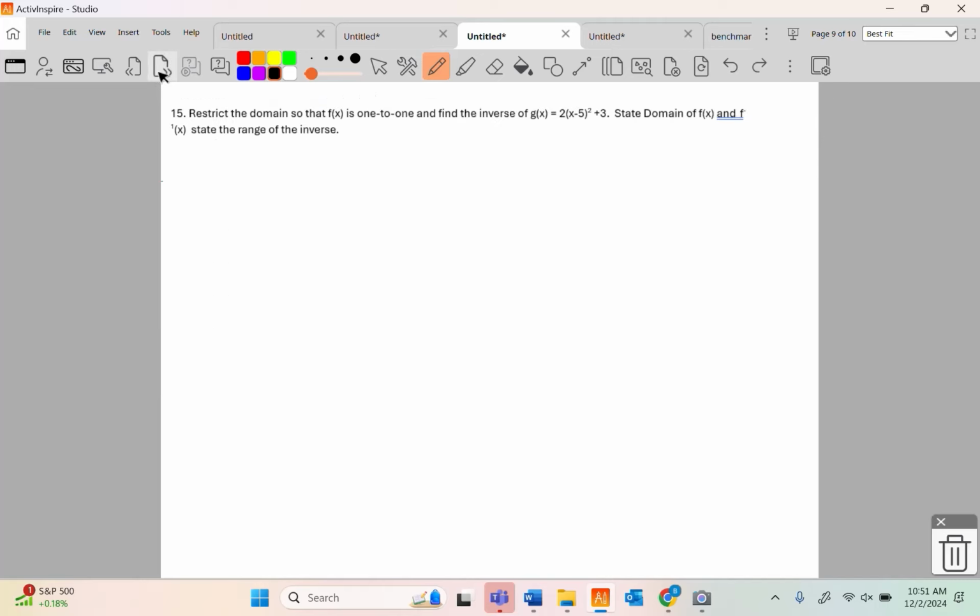All right, moving forward. Number 15: restrict the domain so that g of x is 1 to 1 and find the inverse of g of x. State the domain of g of x and its inverse.